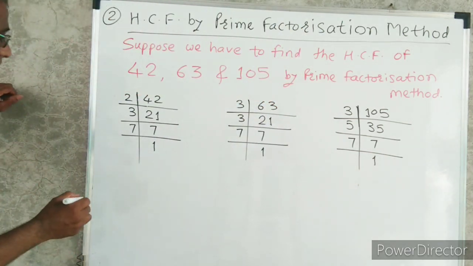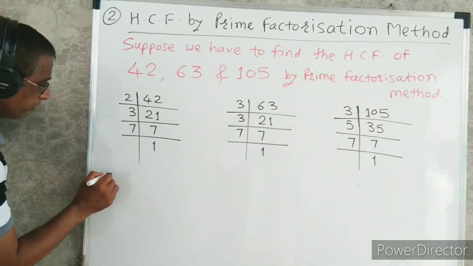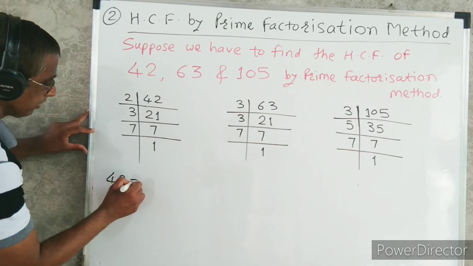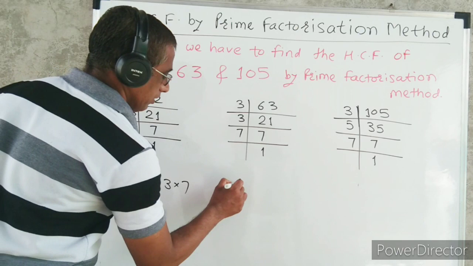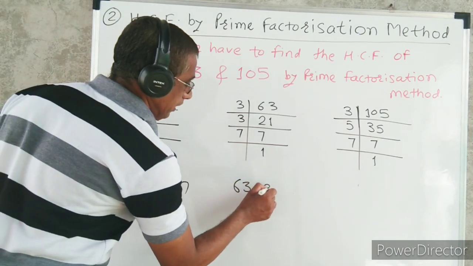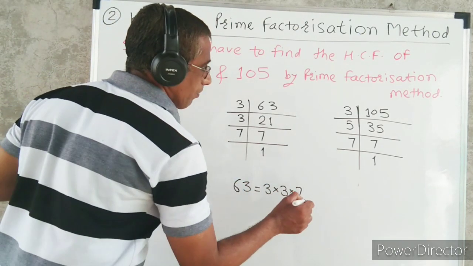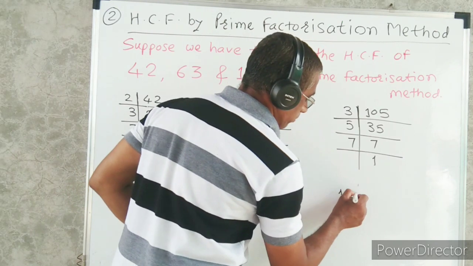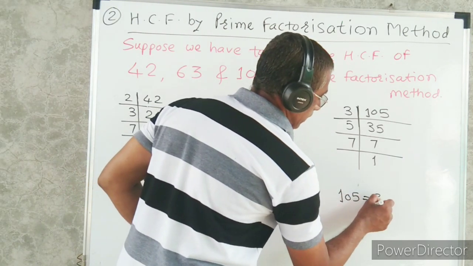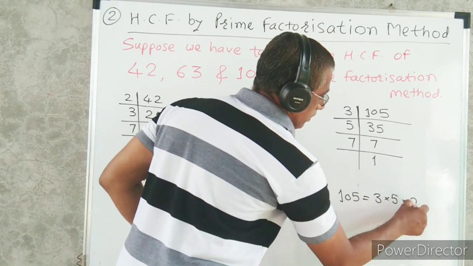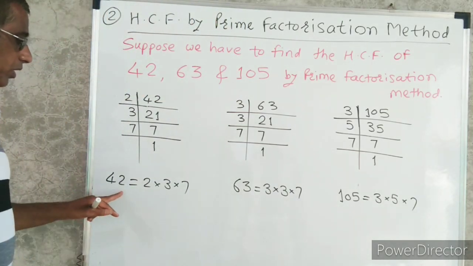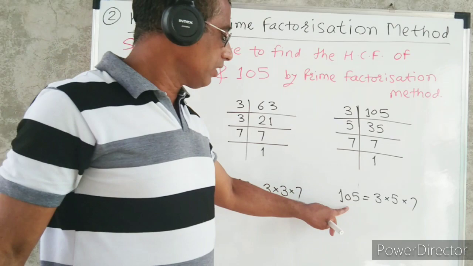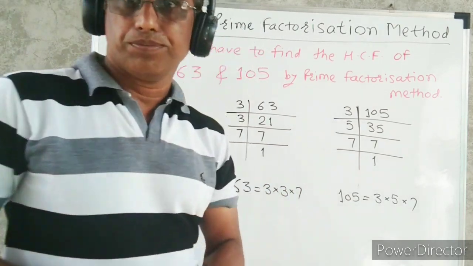Now factors of 42 are 2 into 3 into 7. 63 is equal to 3 into 3 into 7. 105 is equal to 3 into 5 into 7. These are prime factors of 42, 63 and 105.